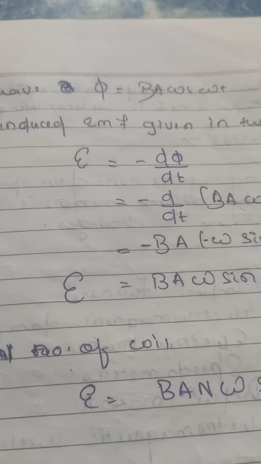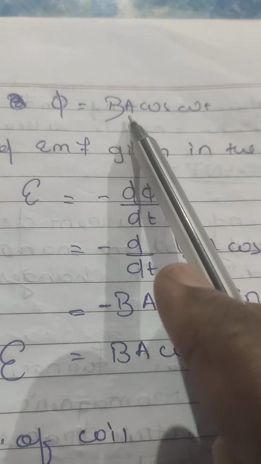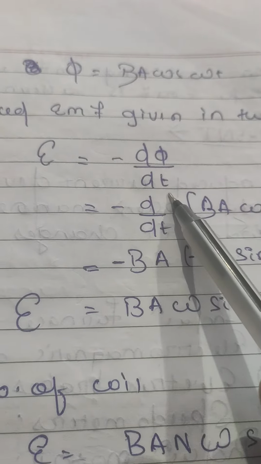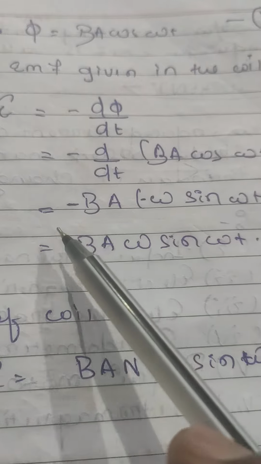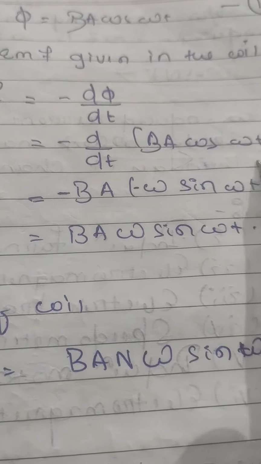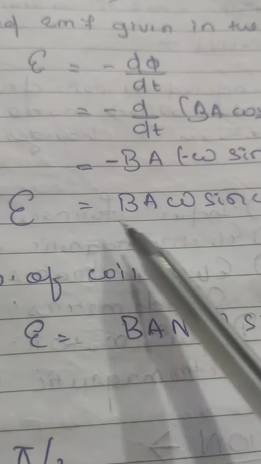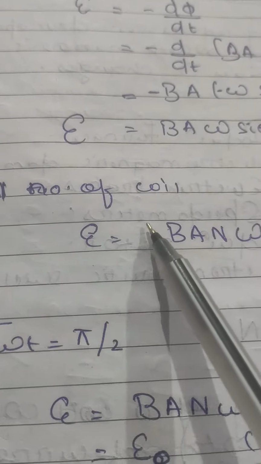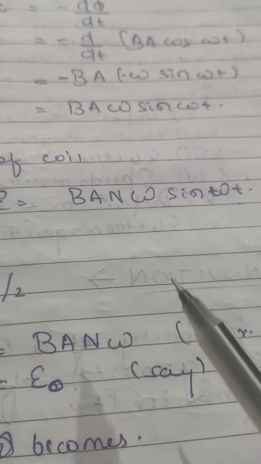So induced EMF is given by minus d phi by dt. We have magnetic flux phi equal to BA cos omega t. So induced EMF is equal to minus d by dt of phi; substitute the value of phi. The derivative of cos omega t is minus omega sin omega t. We get induced EMF equal to BA omega sin omega t. For N number of turns of the coil, it is BAN omega sin omega t.